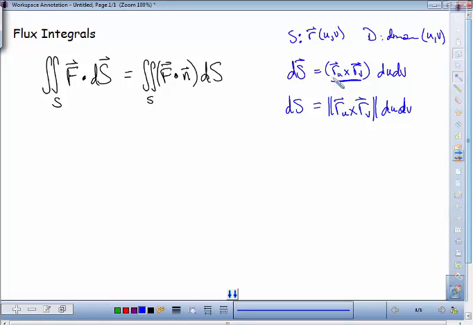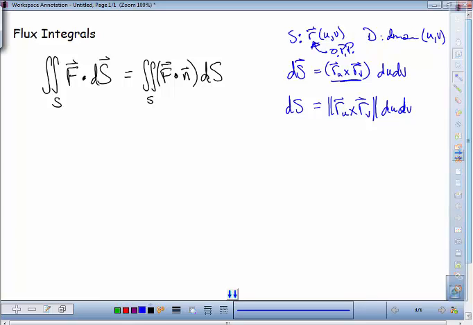Now, orientation is important. So we want to say that this is an orientation preserving parameterization. And if it's not, if it's the opposite of what you want, then you just throw a negative sign into either the parameterization or into your whole problem, and then you'll be good to go.